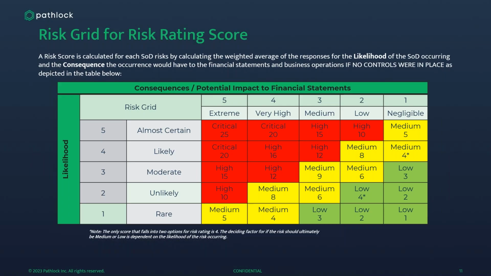And so here along the left-hand side, you can see likelihood from 1 to 5, rank it. Is it rare anyone will ever have that access, or is it almost certain? And then think about the consequence if someone was able to do that with no controls in place. Like I could just order anything I wanted and receive it.